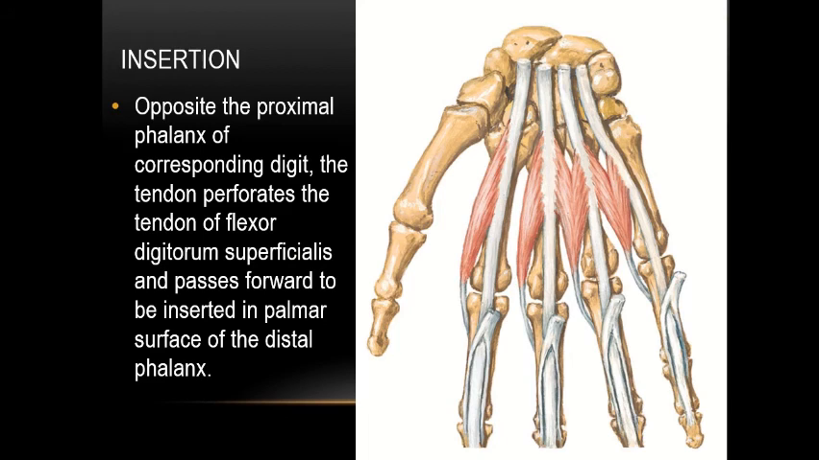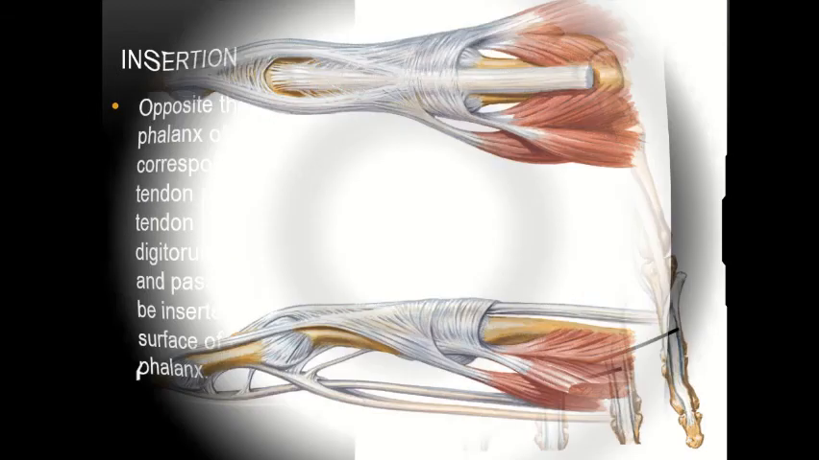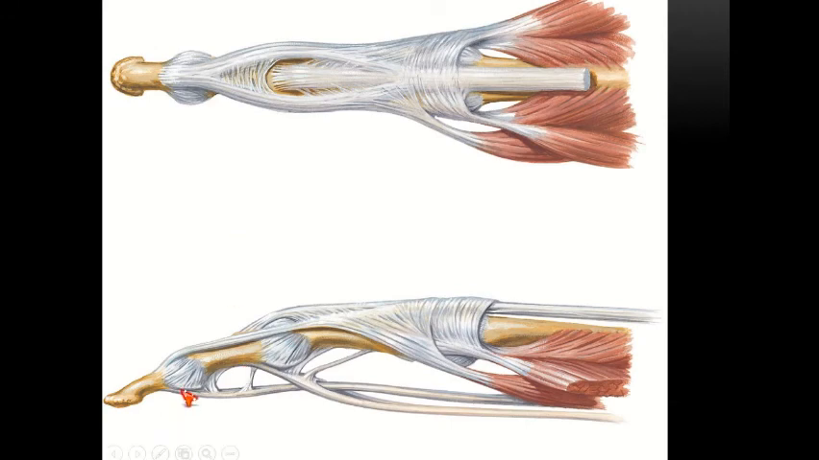So for the insertion, these flexor digitorum profundus tendons pierce the flexor digitorum superficialis tendons at the proximal phalanx, and then enter into the interval between the two slips of flexor digitorum superficialis, and they reach the palmar aspect of the distal phalanx. Okay, palmar aspect of the distal phalanx. Here you can identify these flexor digitorum profundus tendons.